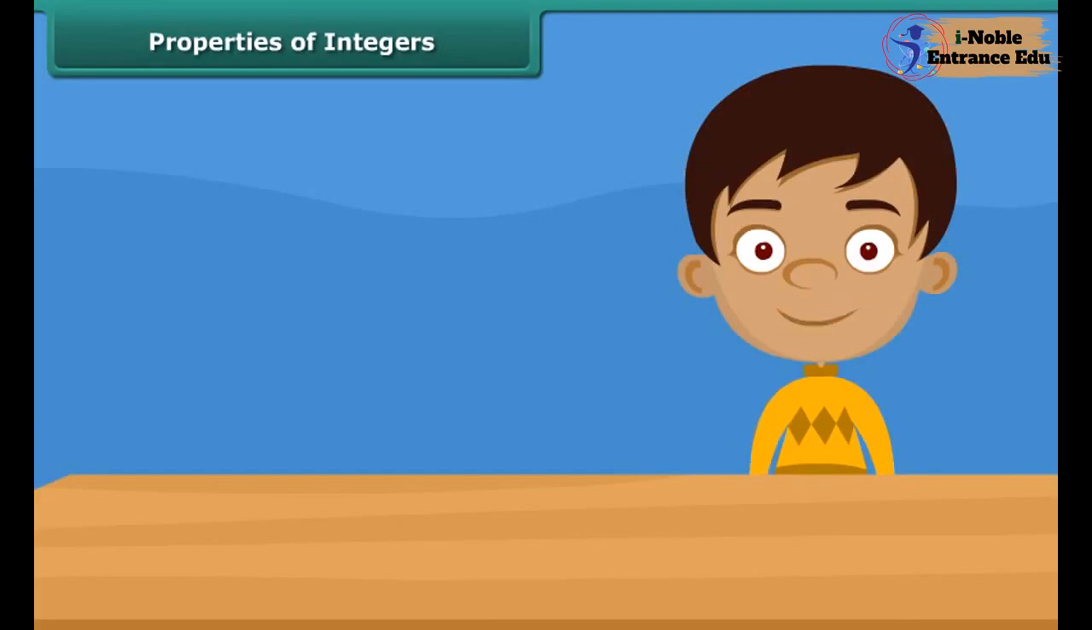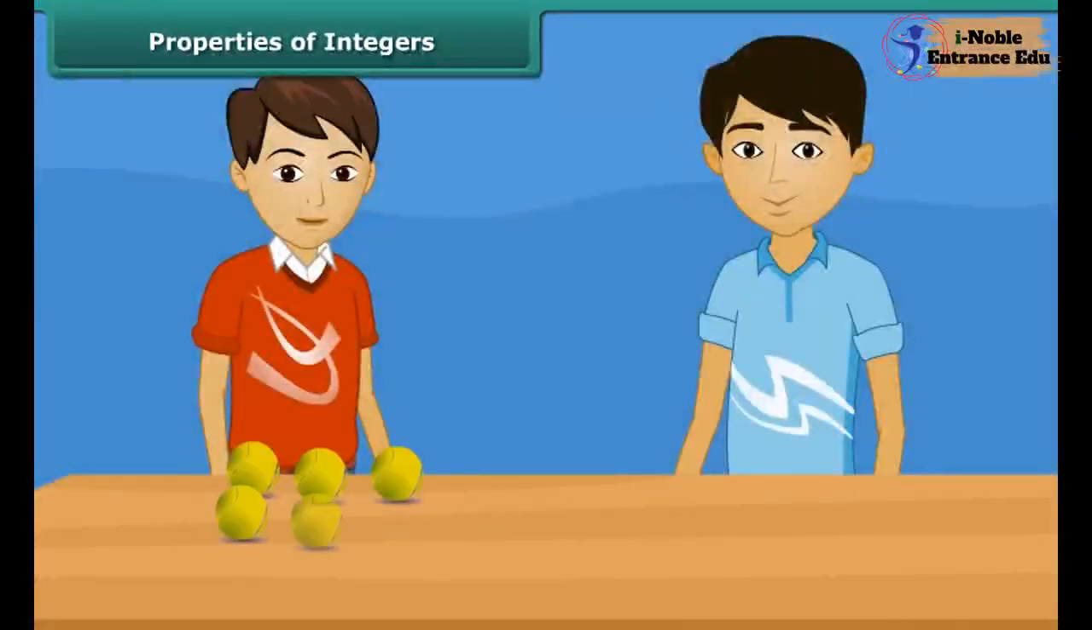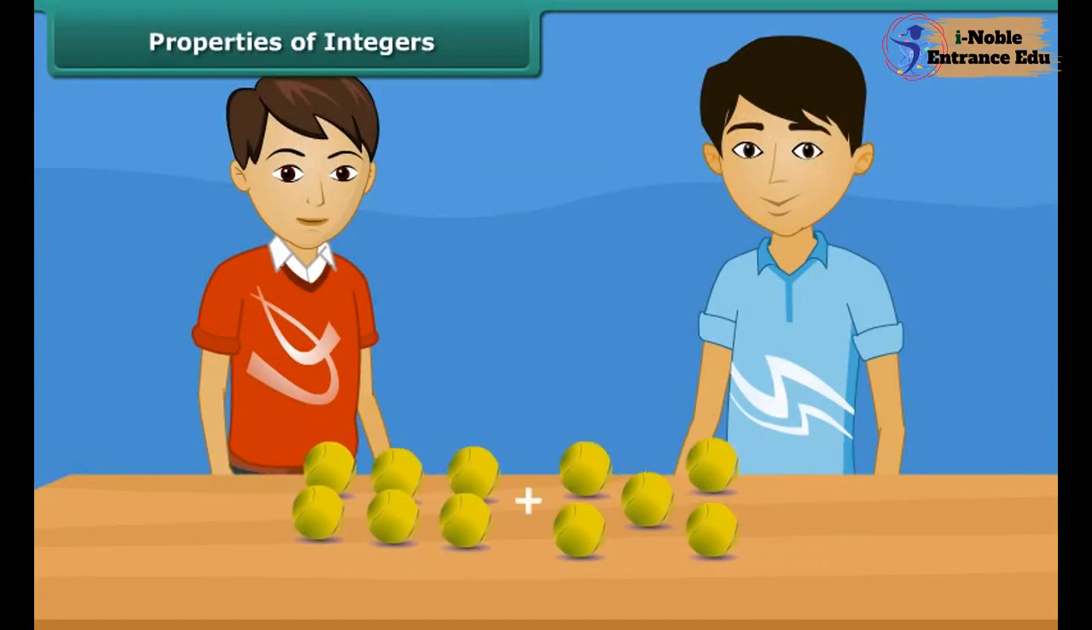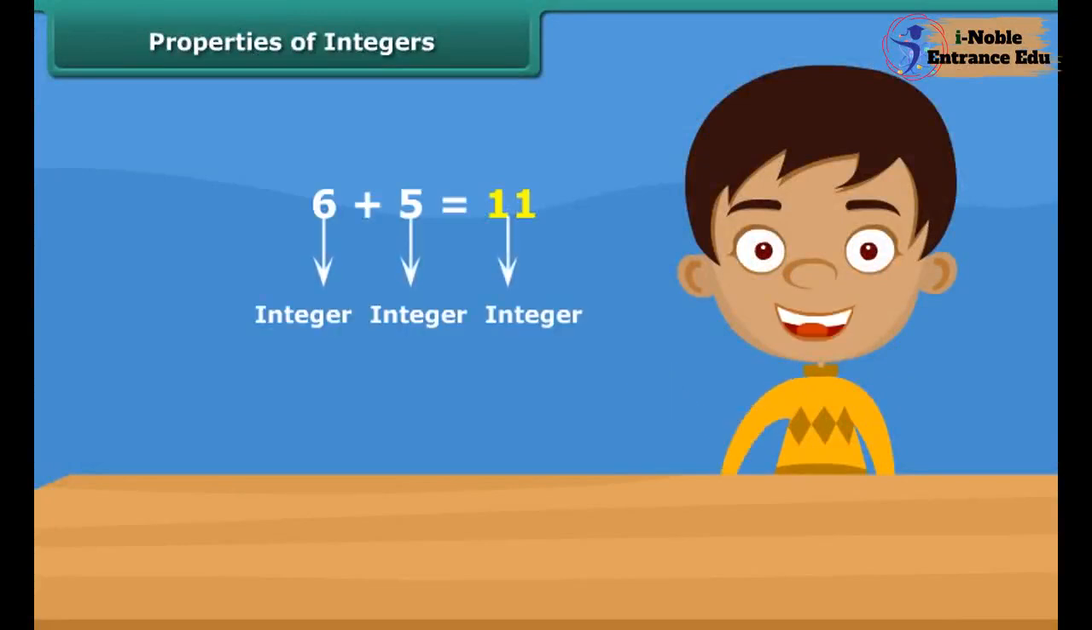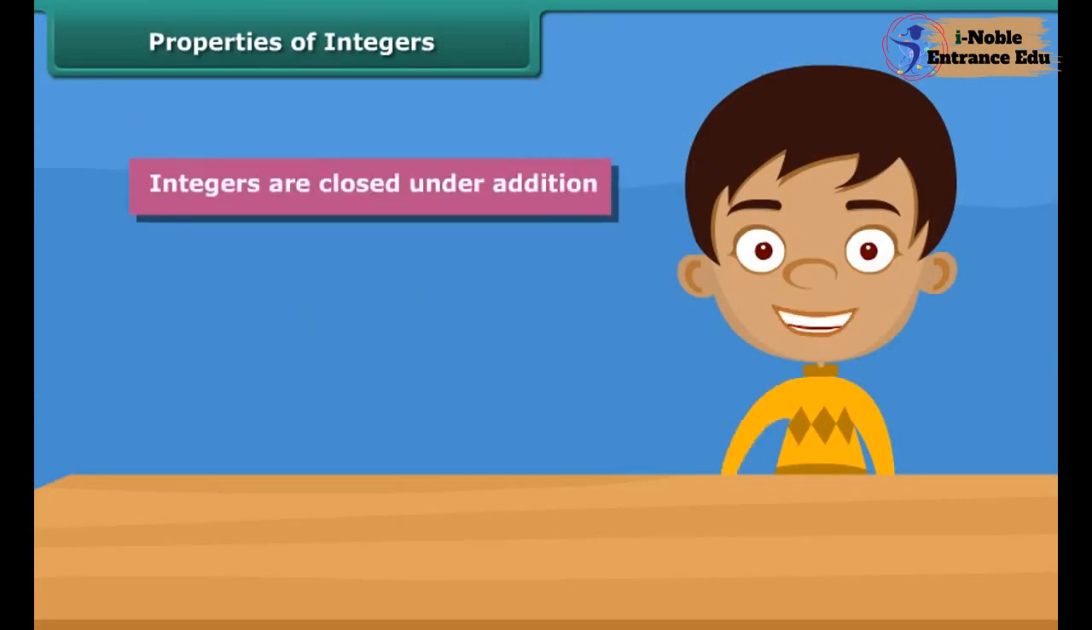Let us see. Rohan has 6 balls. His friend Sohan has 5 balls. So how many balls are there in total? Yes, 11 balls in total. From this example, we can say that addition of two integers is also an integer. We can see that addition of integers gives integers. So, integers are closed under addition.